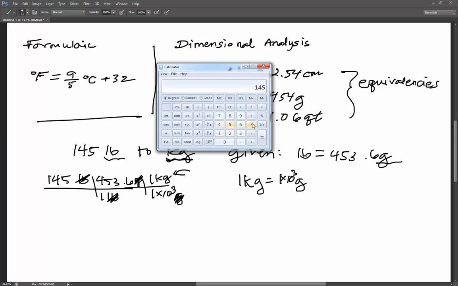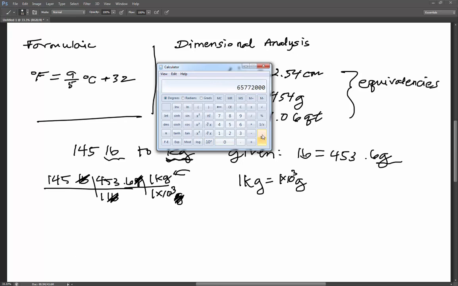145 multiplied by 453.6 divided by 1 times 10 to the third. Now this is tricky, guys, because if I say 1 times 10 raised to the, let's see, where's my little caret? I don't have a caret. Raised to the third. Oh, perfect. I'm just going to cube that right there. I get the wrong answer.